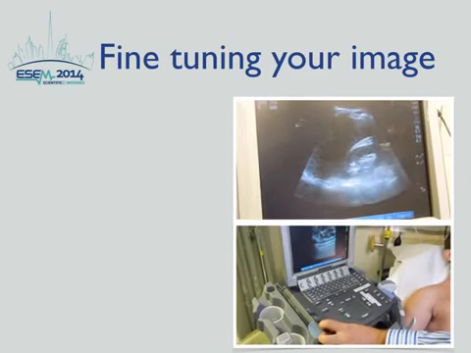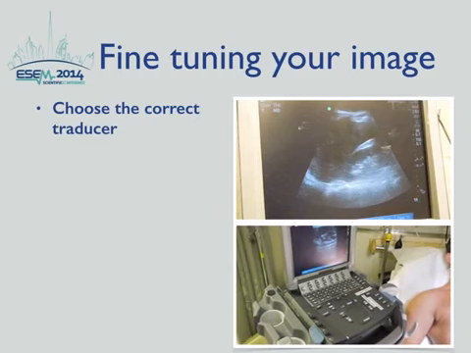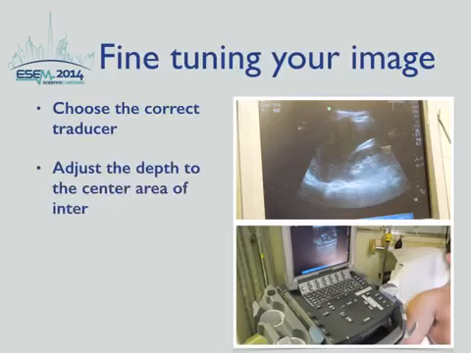Fine-tuning your images. It is important to choose the correct transducer. We understand that the high-frequency probe is important to image shallow objects because it gives you better resolution, while if you want to image deeper structures, you choose the low-frequency probe. You need to adjust the depth to center the organ or structure of interest into the middle of the screen to give you better resolution. This video is a demonstration of adjusting the depth of the screen to keep the image of interest in the middle of the screen.